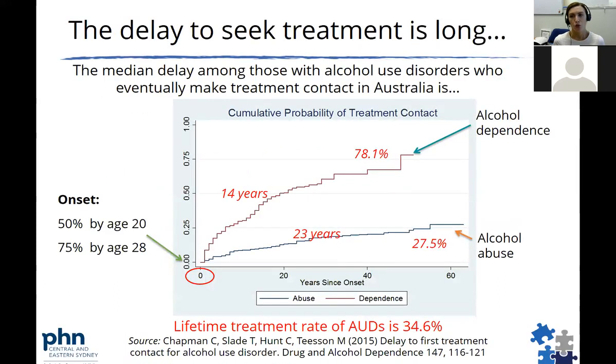But even among those who do manage to access treatment, there's often an incredibly lengthy delay between the time they start to develop symptoms and when they eventually make treatment contact. So the evidence tells us that the median delay among people with alcohol use disorders who eventually make treatment contact in Australia is 18 years.